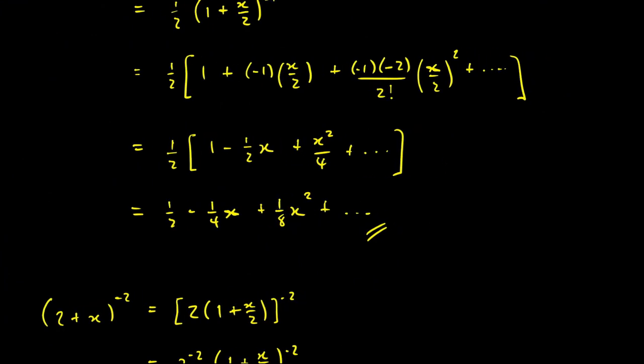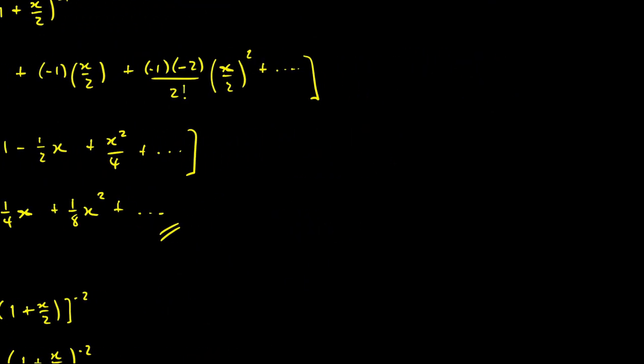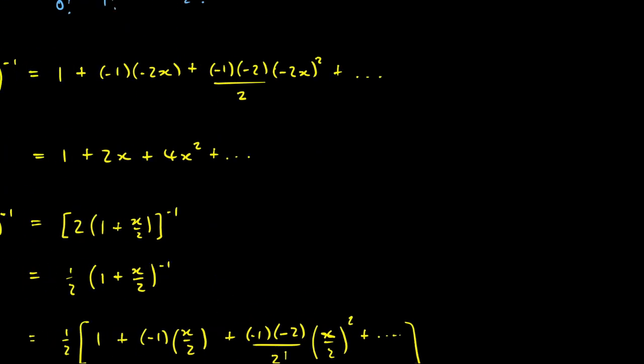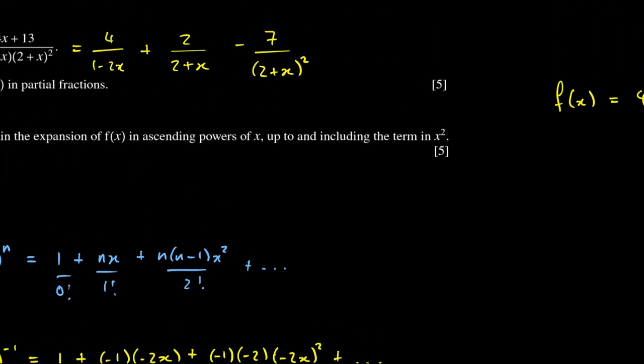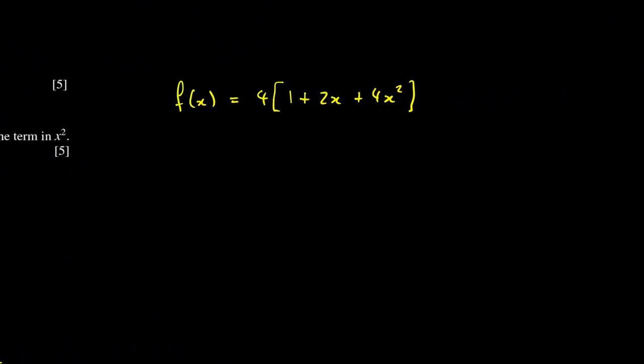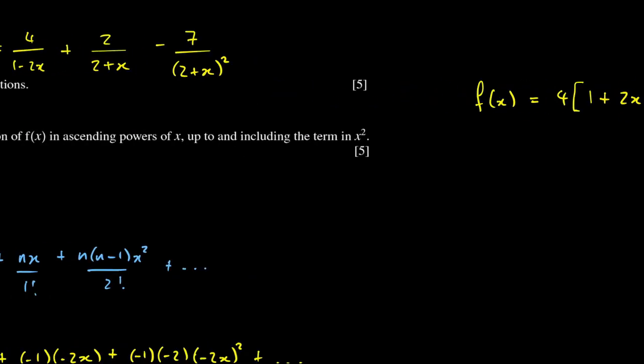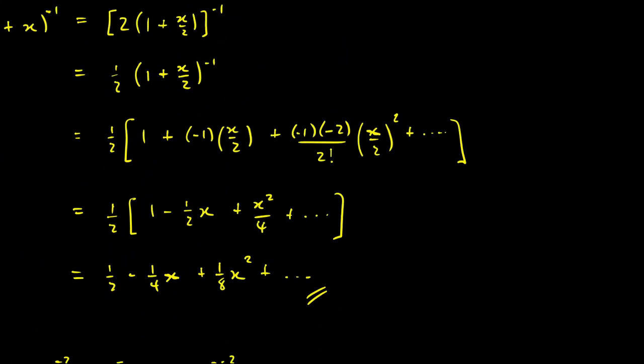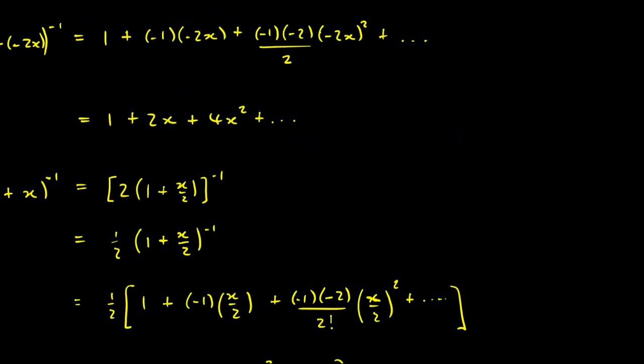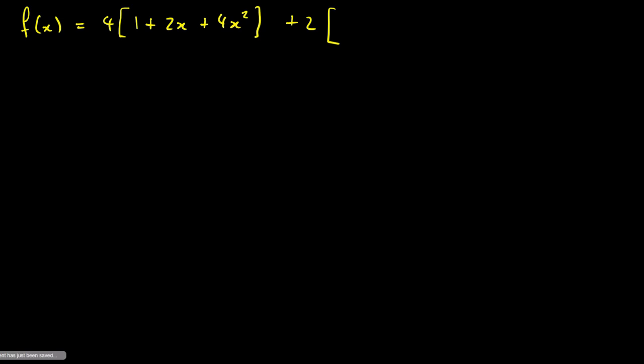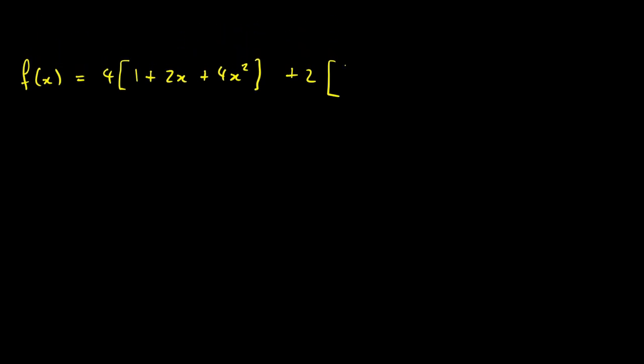And then plus 2 times the other expansion, which is that, isn't it? A half minus a quarter x plus an eighth x squared. So what was it? Sorry about the moving around. So plus 2 times, I think it was a half minus a quarter x plus an eighth x squared. Okay, sorry. So a half minus a quarter x plus an eighth x squared.